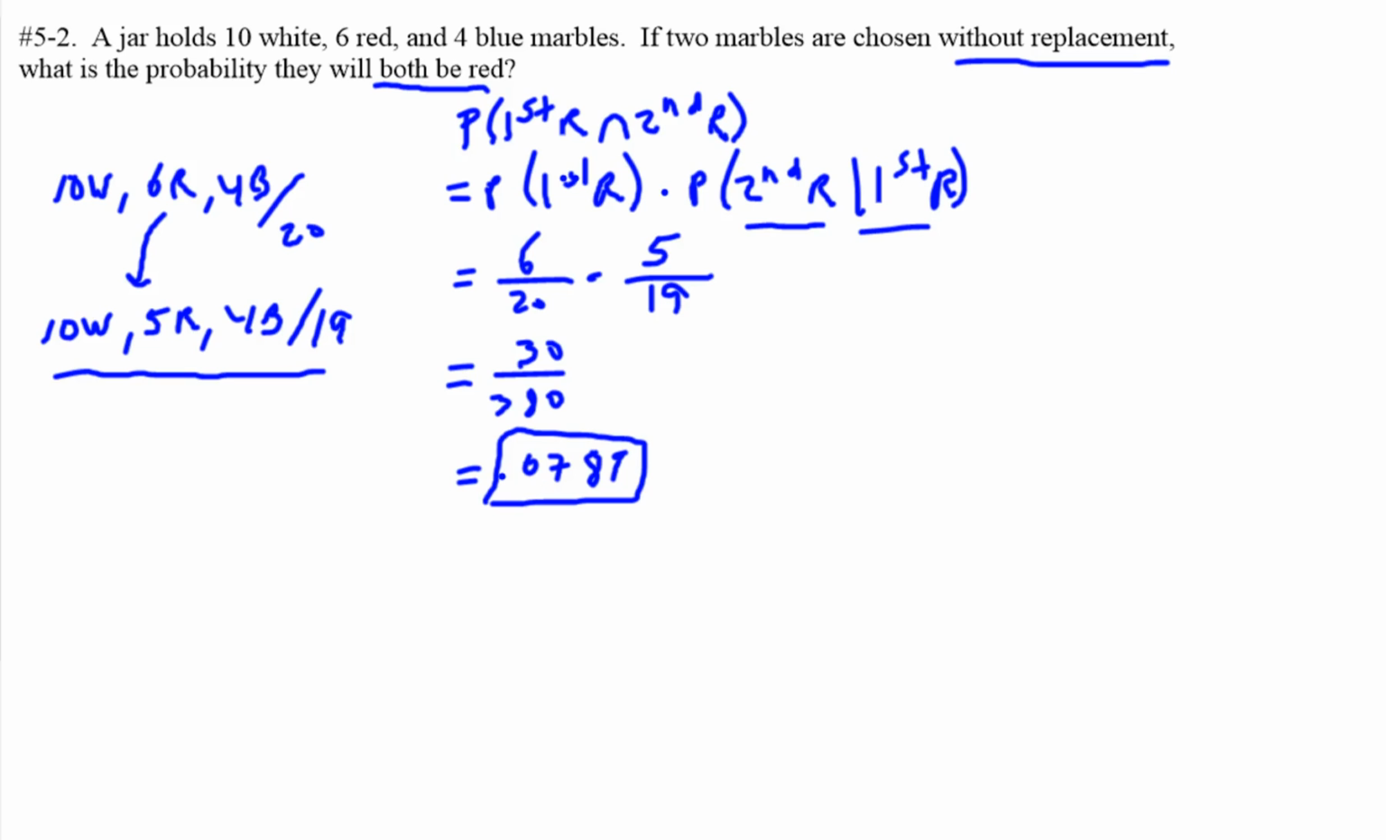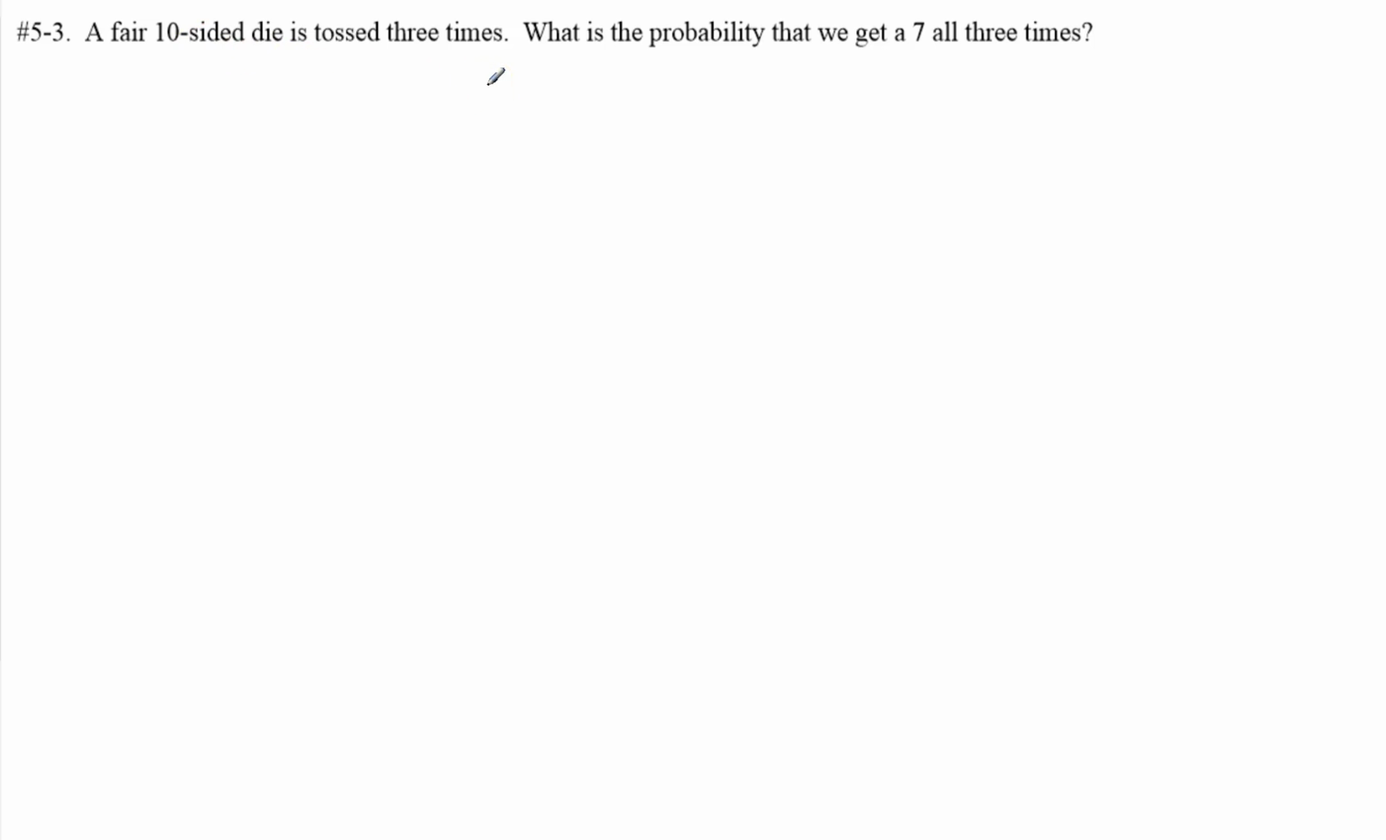Let's go ahead and move on to the next one. So this one says a fair 10-sided die is tossed 3 times. What's the probability that we get a 7 all 3 times? Okay, so again, that means we have to get a 7 the first time, and a 7 the second time, and a 7 the third time. And so this is an AND case probability, so we're going to multiply.